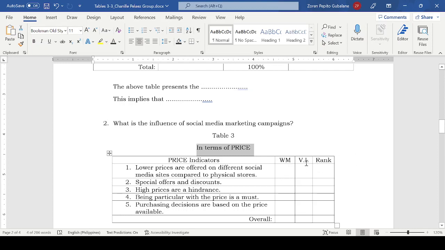And then the third column will be the verbal interpretation. So based on the legend, dapat meron din kayong legend. Actually, na ilalagay, ano ba ang ibig sabihin ng 5, 4, 3, 2, 1?